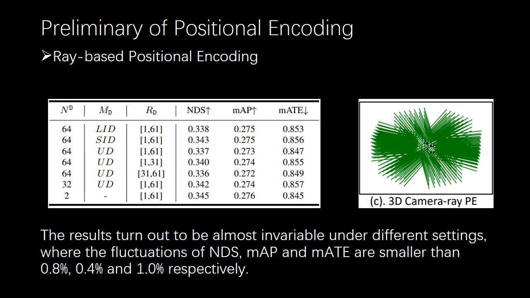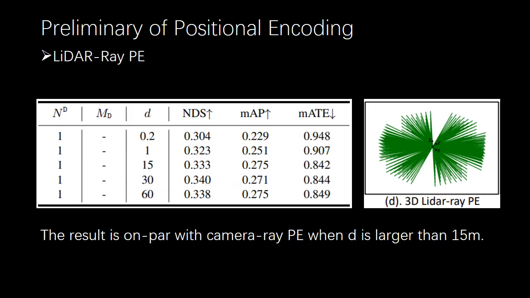If the sampled points can represent the direction of the camera ray, it already provides equivalent information to the PETR's 3D encoding. We further reduce ND to 1 with fixed depth D such as 0.2 meters, 1 meter, 15 meters, 30 meters and 60 meters respectively. As listed in the table, smaller D leads to inferior performance. It indicates that the scheme of current PE is no longer a camera ray, while on par results with the camera ray are achieved when D is larger than 15 meters. The phenomenon above enlightens us that the PE in PETR with ND equal to 1 represents a lidar ray.